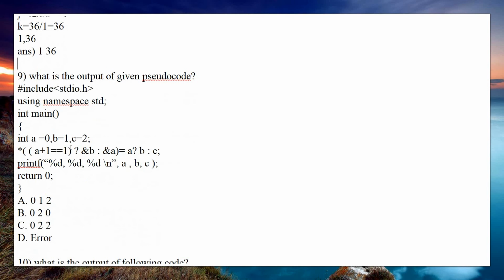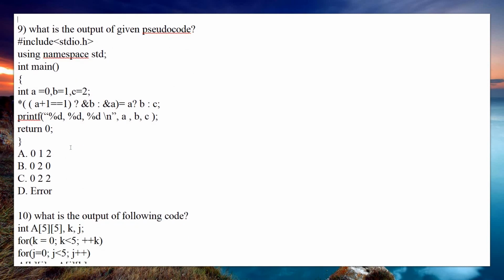Then we shall see the ninth question. The ninth question is a C++ snippet. We shall see how to find this. So hash include bits/stdc++.h, using namespace std, int main. Initially a is 0, b is 1, c is 2.